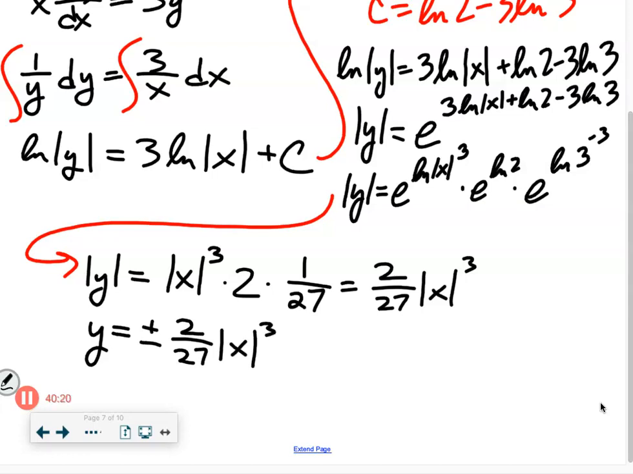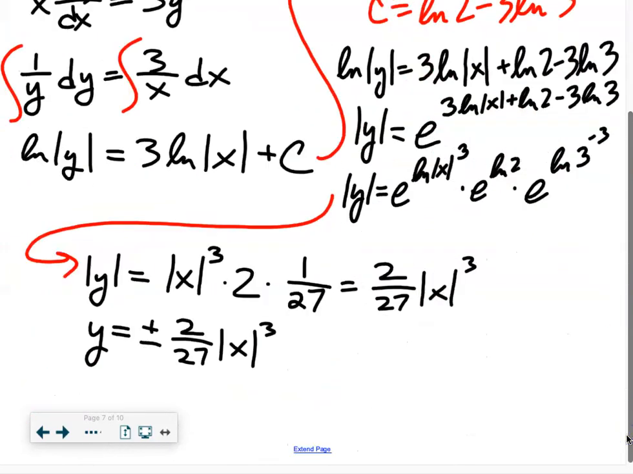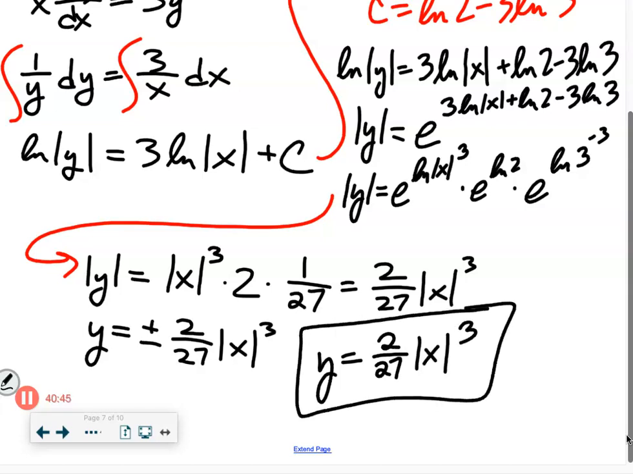If you plug in, what was the point? -3, 2. So -3, absolute value is 3, cubed is 27. The 27s cancel. I want to get a 2, which means I need the positive, right? So you end up with a final solution of y equals 2/27 absolute x cubed. Or you could just have positive with this big giant e expression, right? Okay, so that was the final answer.